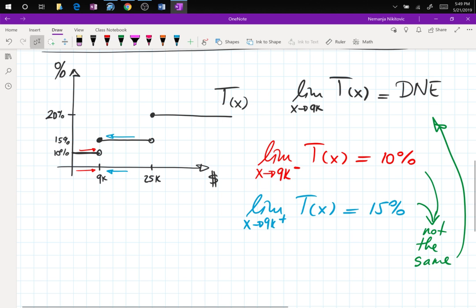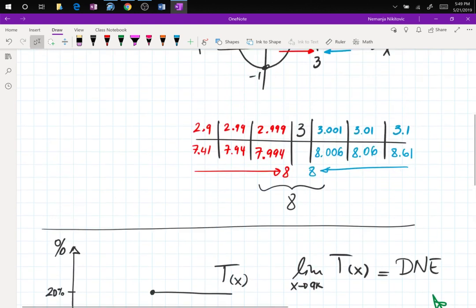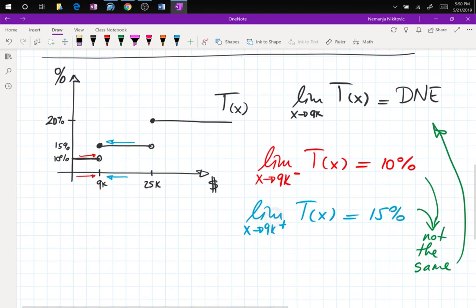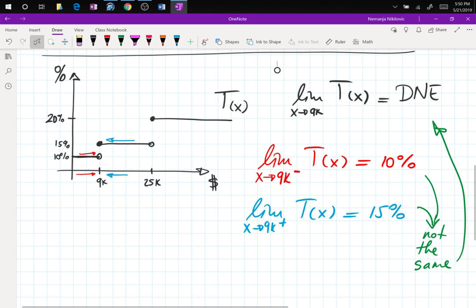So in this case, there's no agreement, right? And we have that the limit does not exist because they did not end up being the same, like over here, right? 8, 8, and then 8. They all agreed that it's 8. In our case here, they don't agree, right? It's 10%, it's 15%, so overall the limit does not exist.